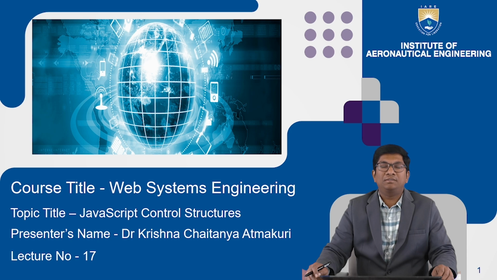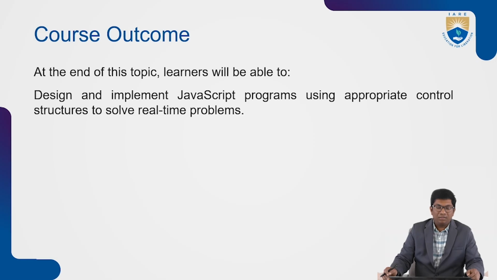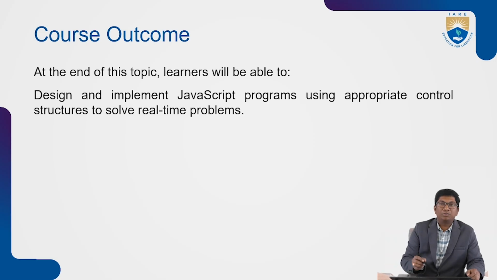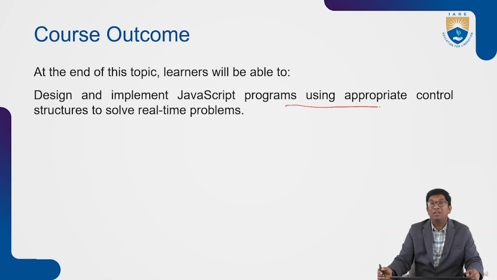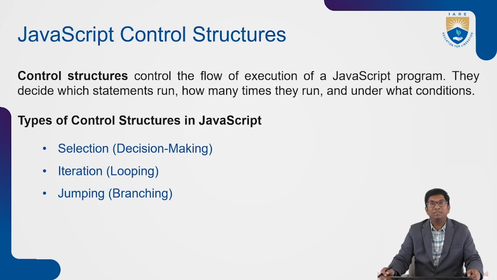In detail, we'll discuss. The outcome of this topic is that, at the end, the student can understand, design and implement a JavaScript program using appropriate control structures to solve real-time problems. So by using conditional statements and loops, we can understand how to write JavaScript code and execute it for real-time problems. We'll see one by one. First we'll see conditional statements, then loops, and then branching.